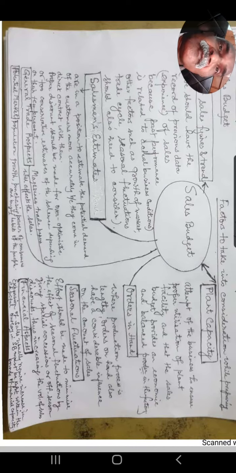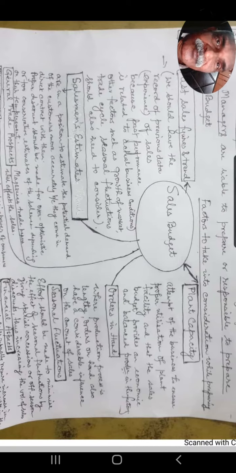So first of all, we should know what are the past sales figures and trend. We should have the record of previous data of sales. Why? Because past performance is related to actual business conditions. Because the past budgeted sales will be compared with the actual sales, and by comparing the budgeted sales and actual sales, we will prepare the budget sales for the future.